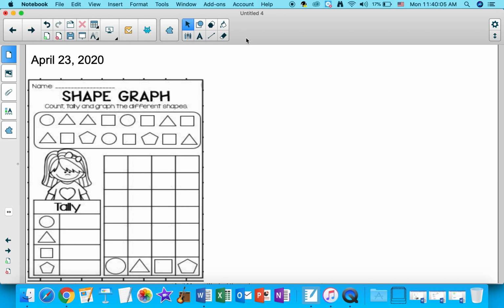Hi guys, today we're going to talk about graphing. So we are going to be using all of these shapes. We're going to count each shape, how many there are of each shape, and then graph that information.